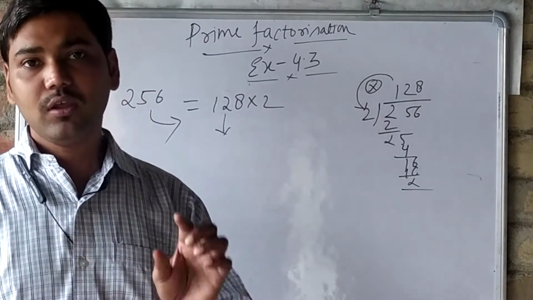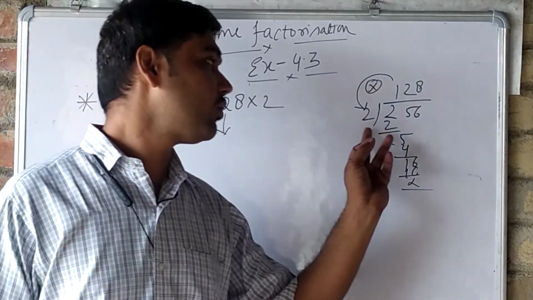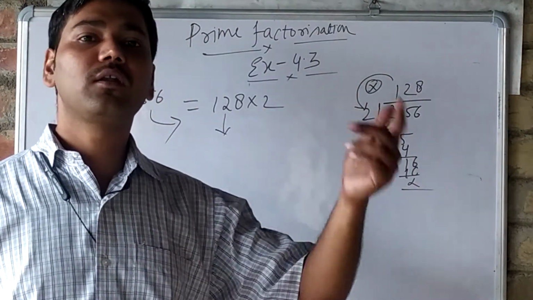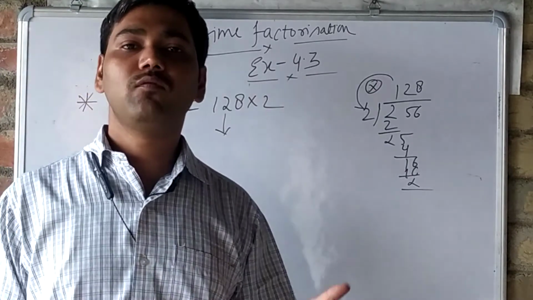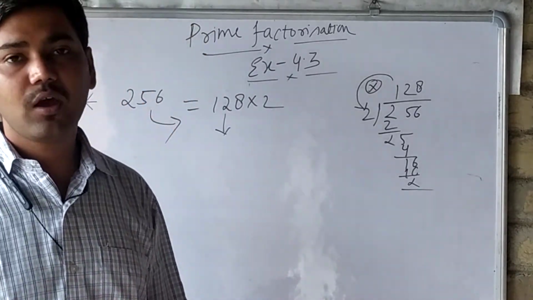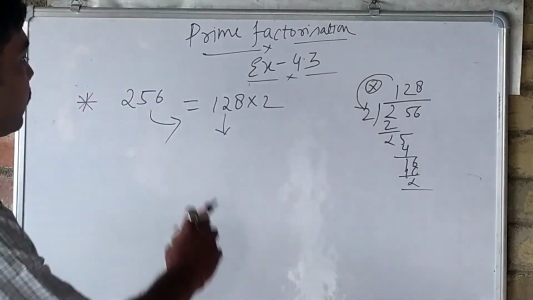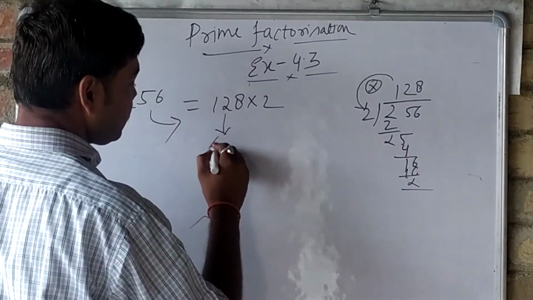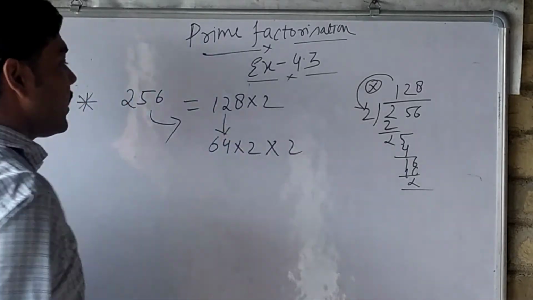We have to try only prime numbers. If it is not dividing completely by 2, then try with 3, then 5, then 7. That means till which number we have to try? Only prime numbers. So 128 again is 64 into 2, and this 2 we will write.